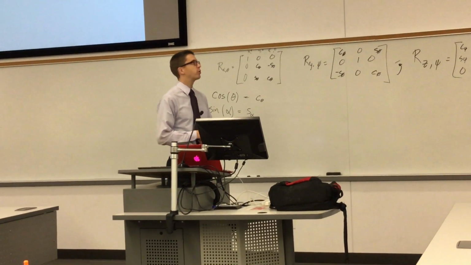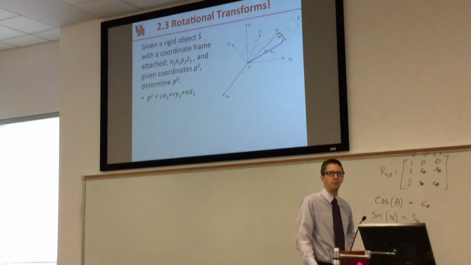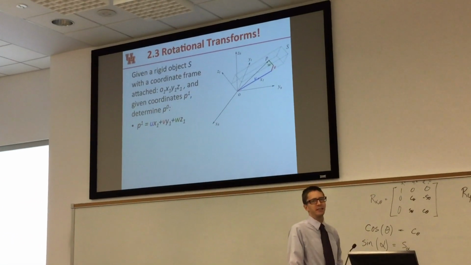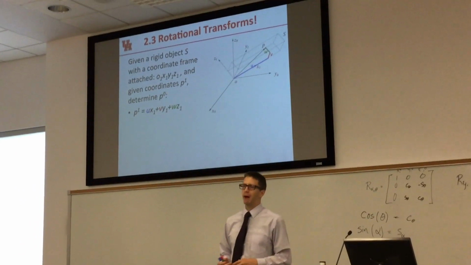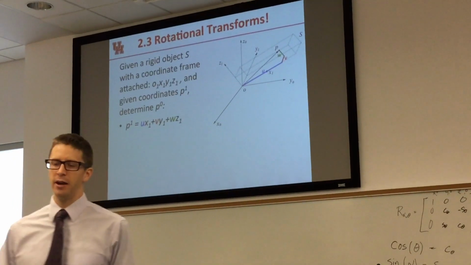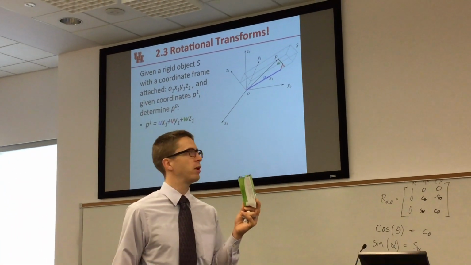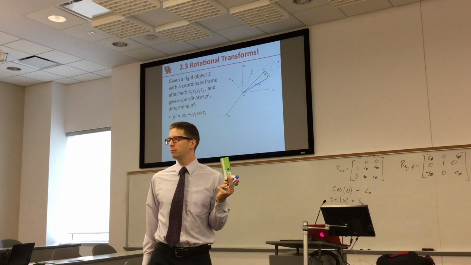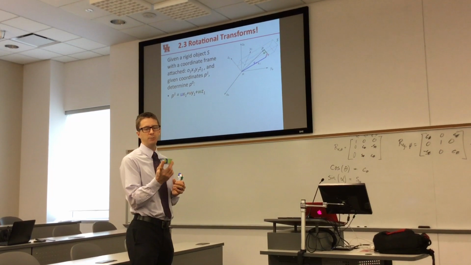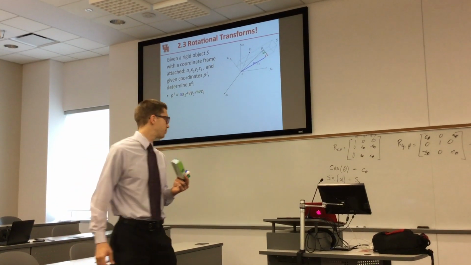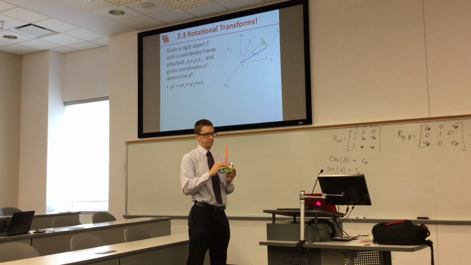So let's talk about rotational transforms. I thought this was kind of opaque the first few times I read it in the book, so I'm going to try to present it in a slightly different way, and maybe it'll work for you. The idea is I've got some rigid body S, in this case my eraser box, and there's some point inside this rigid body, point P, that I'd like to be able to describe in my coordinate frames. So I'm going to say this rigid body has bolted onto it some coordinate frame.